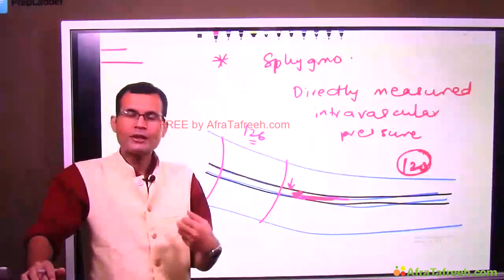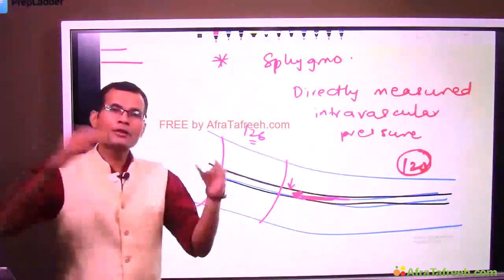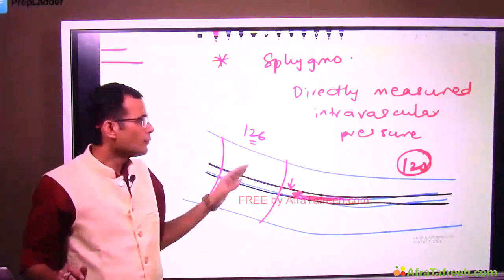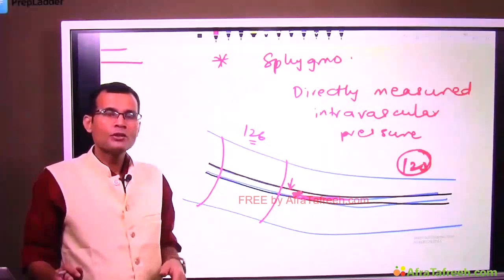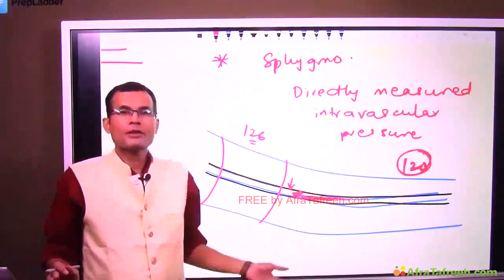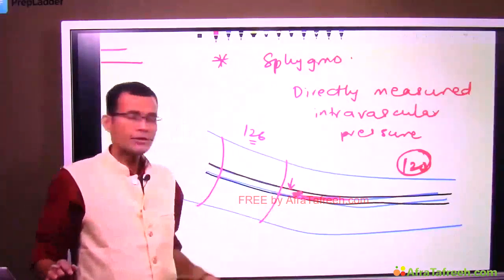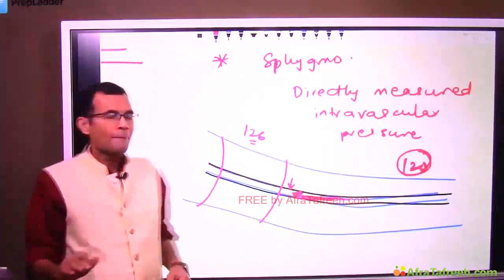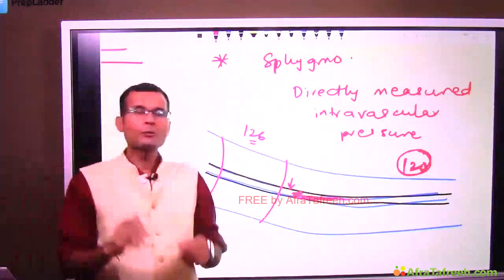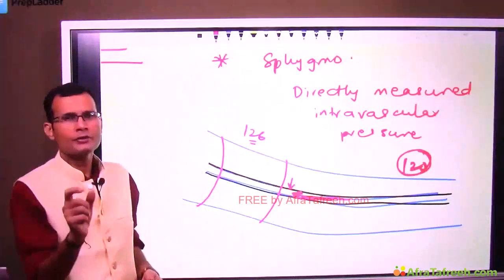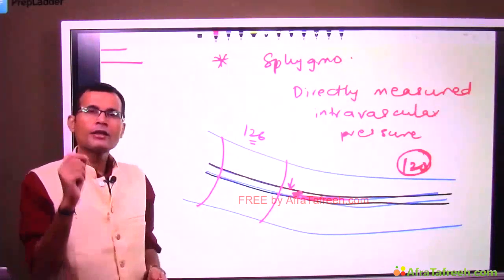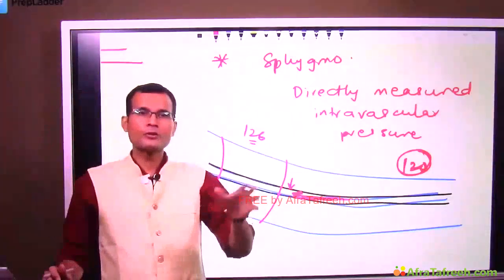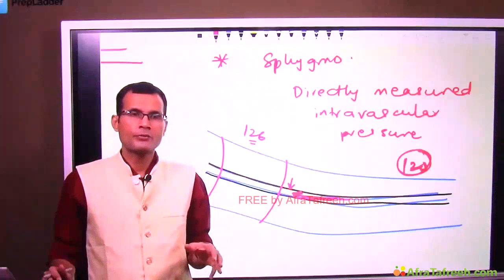Funny enough, there is exactly the opposite hypothesis also, that sphygmomanometry will actually give you a lower pressure than the directly measured intravascular pressure. The opposite hypothesis says that there is something called tissue pressure. We have done this in the discussion for circulation, that tissue pressure is about 6 to 7 mm of Hg.